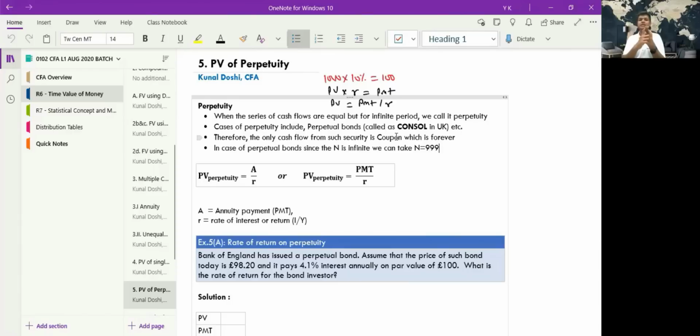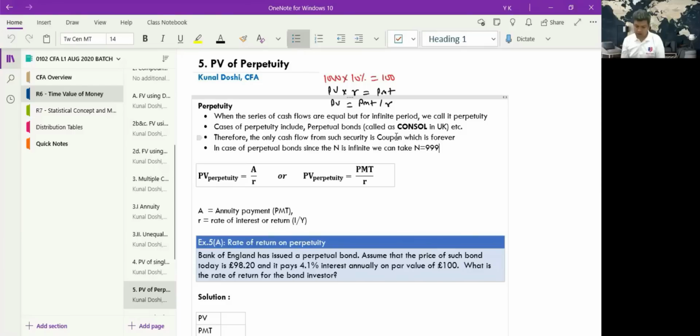So three things. One is the present value of the perpetuity. Second is the rate of return, which we call as I/Y. And the third is annuity, which is what we call as PMT. Out of the three, if you have any two, you can find the third one. Correct, everyone? So here, if you see the formula, what is the formula of perpetuity? Present value is nothing but A over R. A is nothing but our PMT, annuity, and R is nothing but, you can say, I/Y, rate of interest. Clear, everyone?